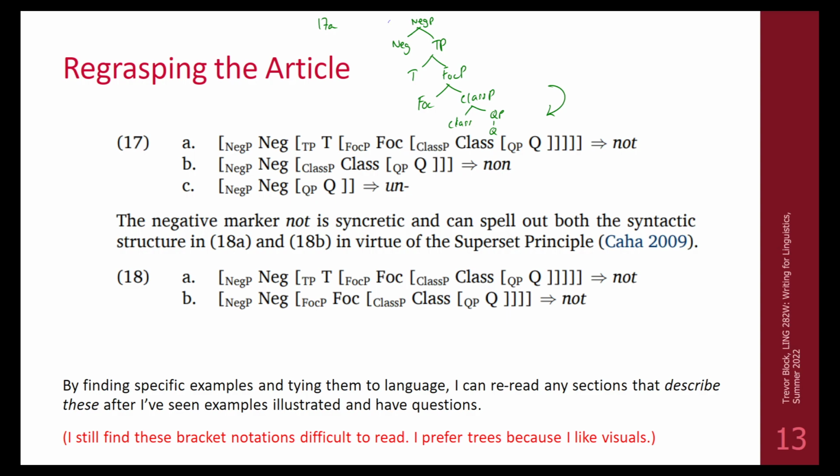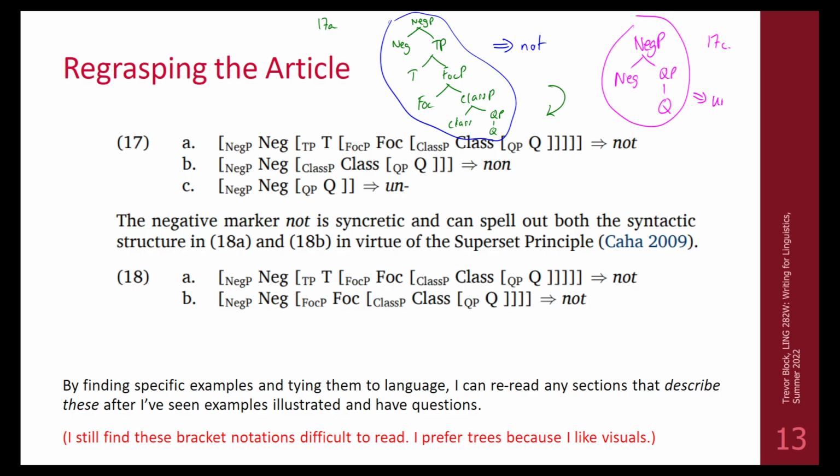Basically what's happening here is that if you see something like this, it just means not. And as we focus in on the tree, let's say we're just taking a look at NegP and Q. So let's say we have something like this, NegP with a neg, QP with a Q. This would be 17C. If we had this one, this would just mean un.